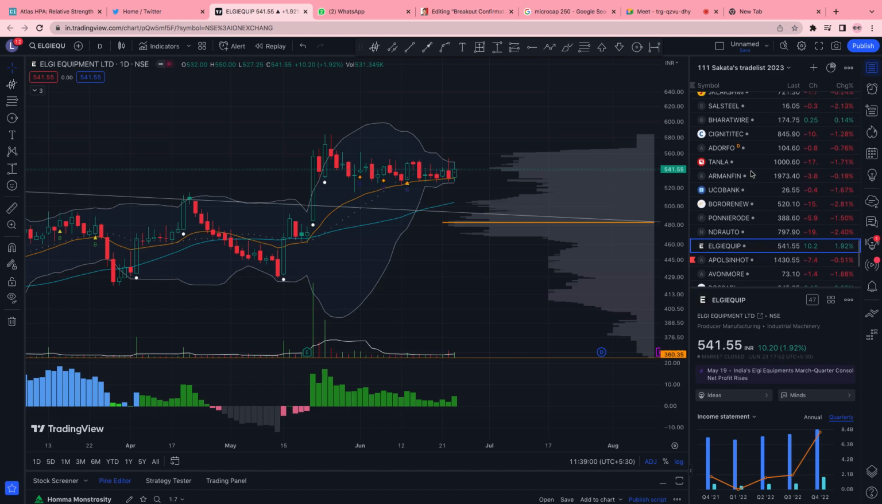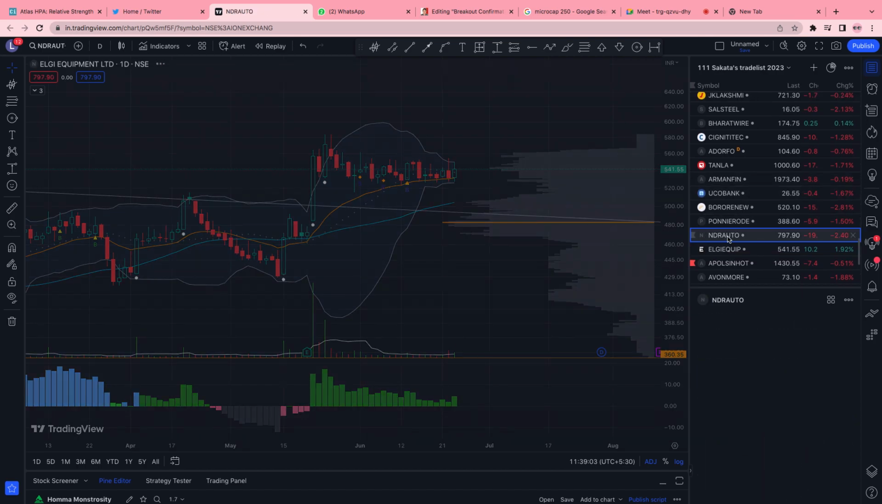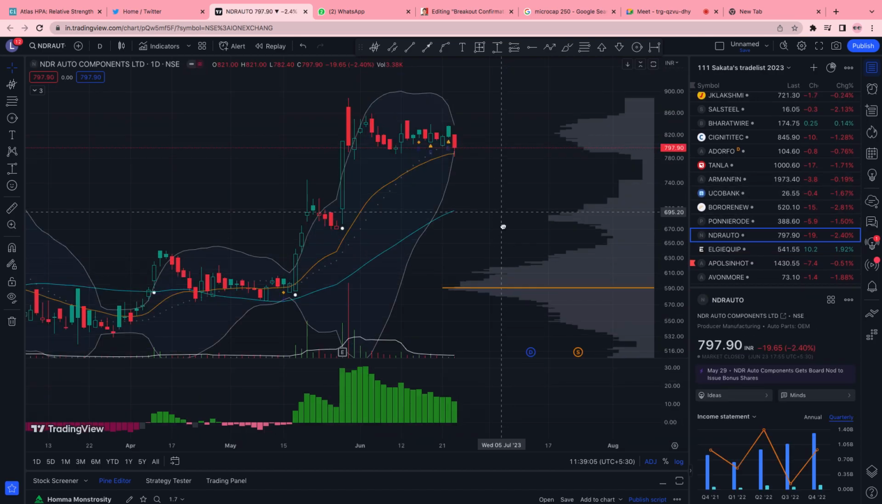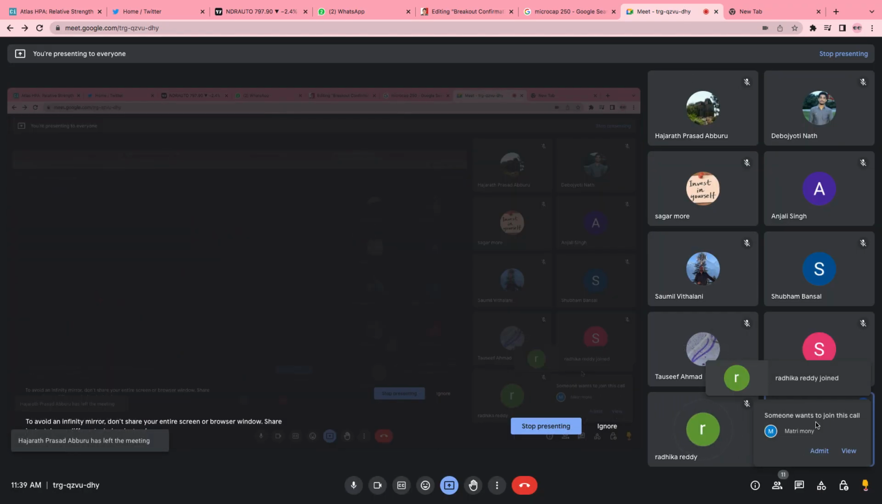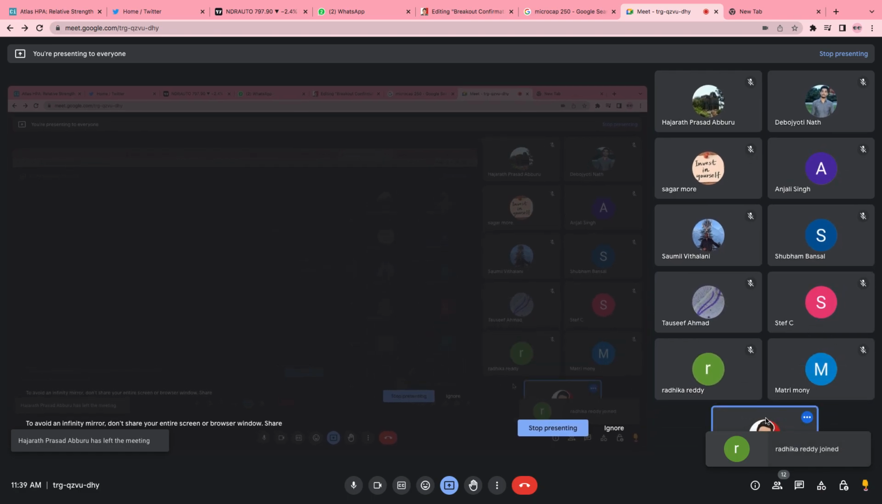So I have lots of examples like this. NDR Auto is now getting tighter, and any up move is again an entry. So this is basically a confirmation signal of breakout. Okay, volatility contraction, right? Any more questions, people?